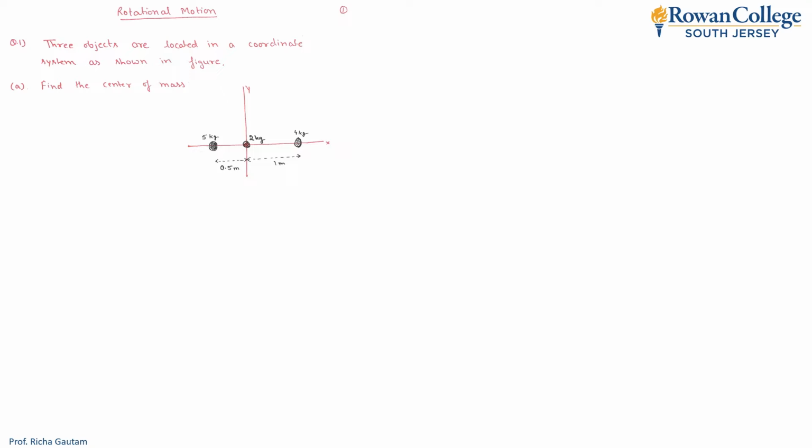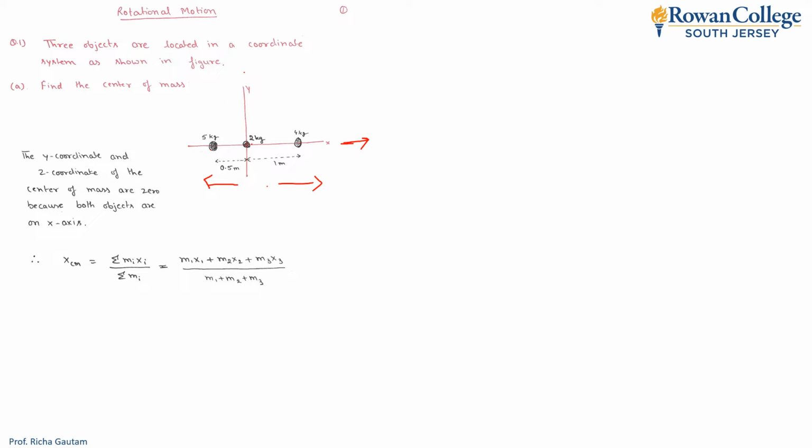So we have the x-axis, we have the y-axis here, then we have these three objects. One is 2 kilograms, which is at the origin. One is 4 kilograms, which is on the positive side of the x-axis. And we have 5 kilograms, which is on the negative side of the x-axis. The y-coordinate and z-coordinate of the center of mass are 0, because all three objects are lying on this x-axis.